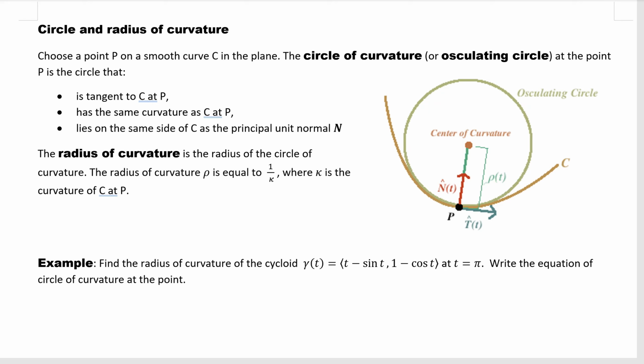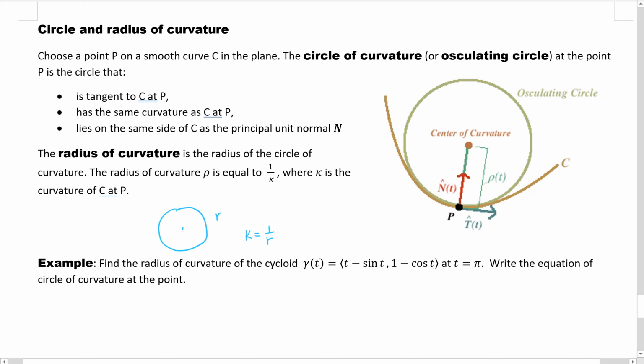The radius of curvature is the radius of the circle of curvature. The radius of curvature is equal to 1 over kappa, where kappa is the curvature of the curve at P. Do you remember in our first video when we talked about curvature, we have a circle with radius r, then the curvature equals 1 over r. So this is the same thing. We have this circle, then the radius is going to be 1 over the curvature.